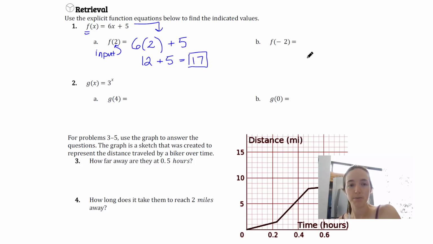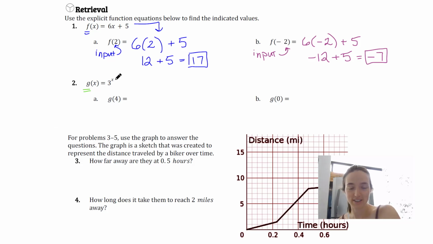Okay, part B, I'm using the same function, but this time my input is negative 2. So same idea, 6 times negative 2 this time, plus 5. So 6 times negative 2, that's negative 12, plus 5, negative 7.